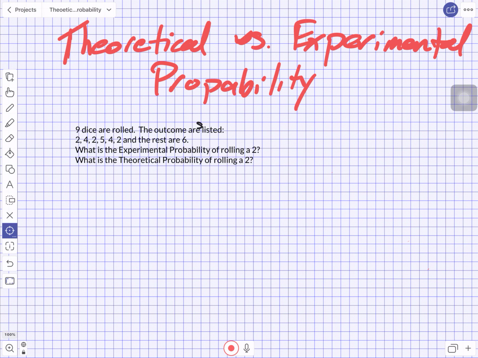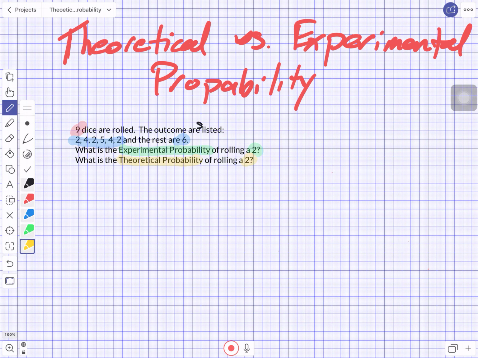So let's get our important info here. There are 9 die. That's actually really important. These are the outcomes right here. And the first question asks us about rolling a 2 with experimental probability. And the second one asks us about theoretical probability of rolling a 2.